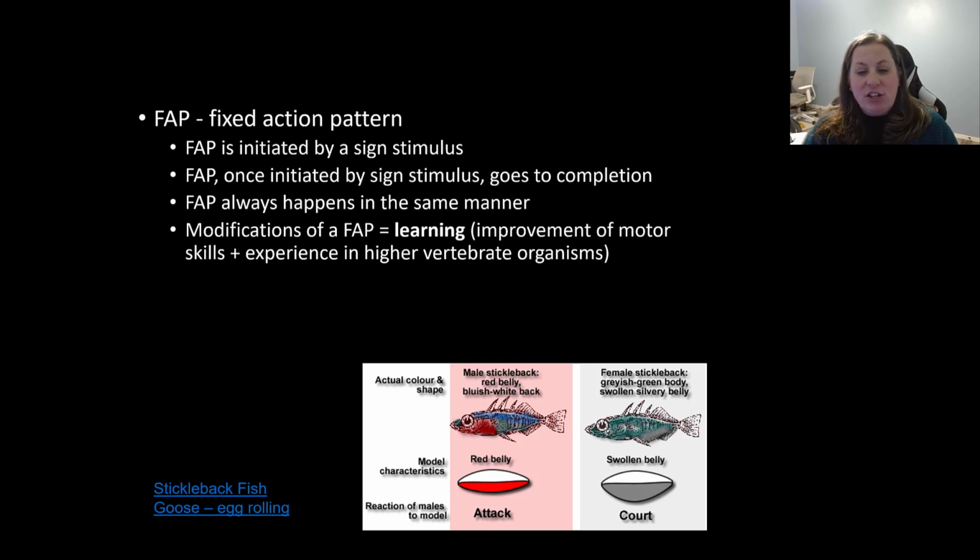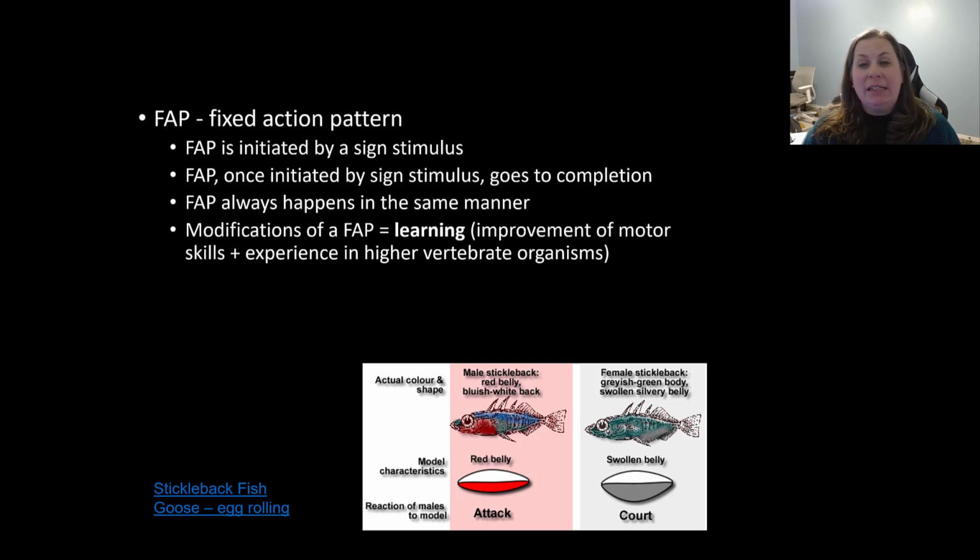The stickleback fish is similar to what you see here in this picture. The male stickleback is going to have a red belly. So anytime it sees the sign stimulus of a red belly, it's going to attack it. All right, so it attacks the red belly. It doesn't matter what it is.